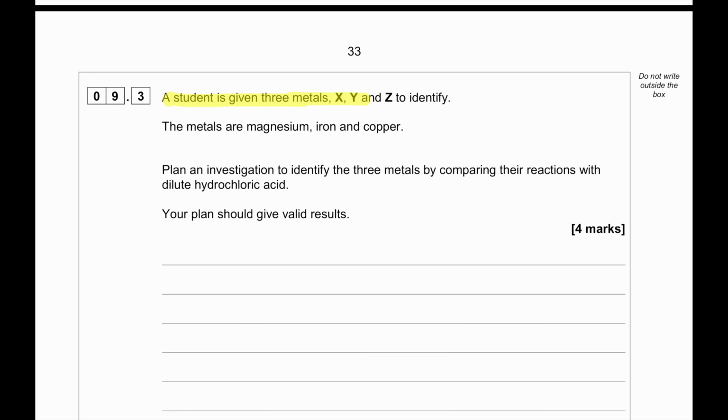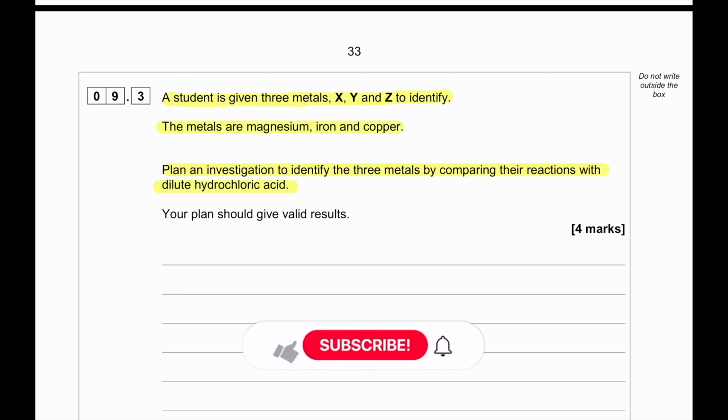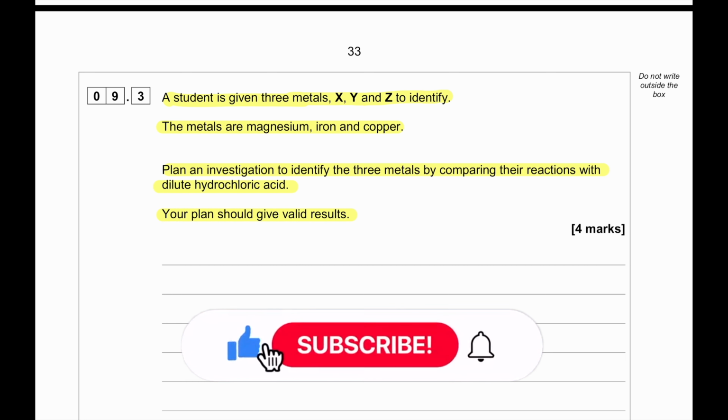A student is given three metals, X, Y and Z, to identify. The metals are magnesium, iron, and copper. Plan an investigation to identify the three metals by comparing their reactions with dilute hydrochloric acid. Your plan should give a valid result.